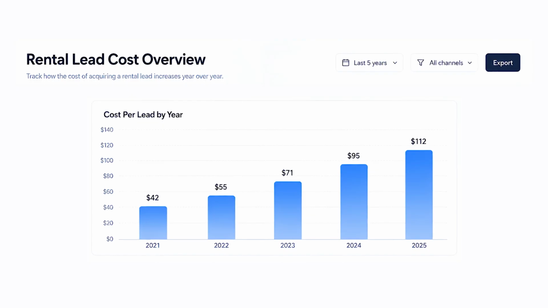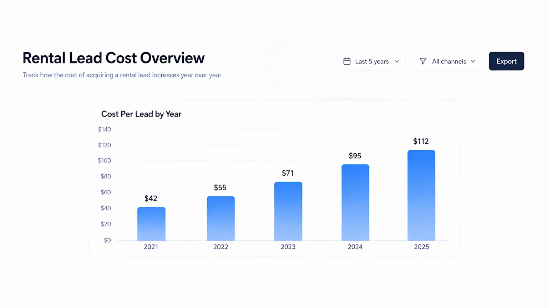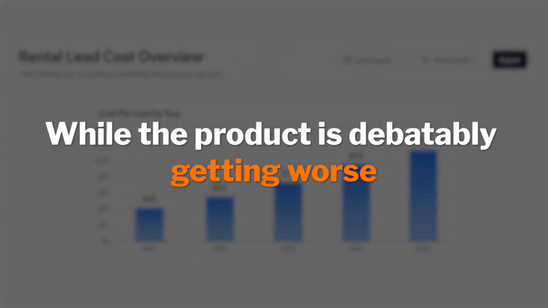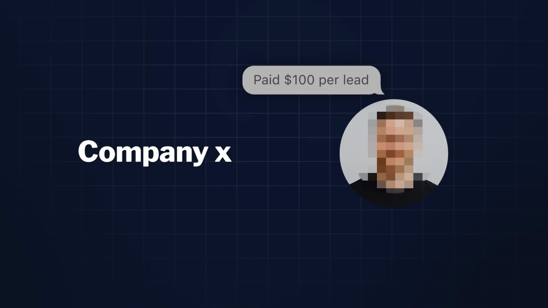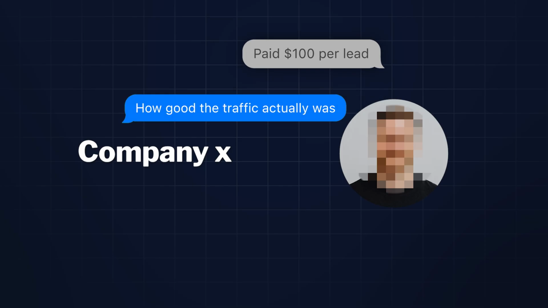And the rent keeps going up every single year on these ad platforms, while the product is debatably getting worse. And here's why you can never let the platform's dashboard be your source of truth, because the ad platform's reporting results is basically like a seller grading its own homework. Think about that for a second. The company that you're paying for traffic is the same company that is telling you how good the traffic was. I'm not saying they're lying to you. I'm just saying that they've got every single reason in the world to grade themselves generously. And honestly, I would do the same thing if I was in their seat.